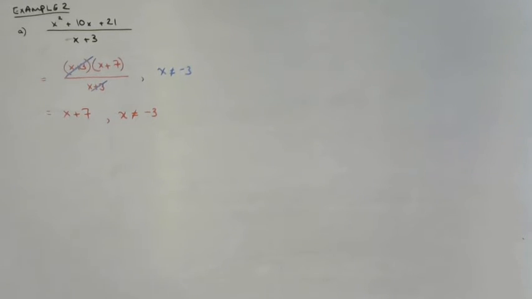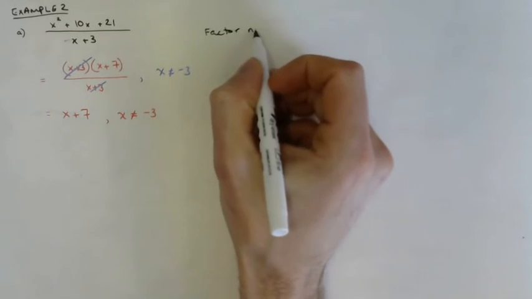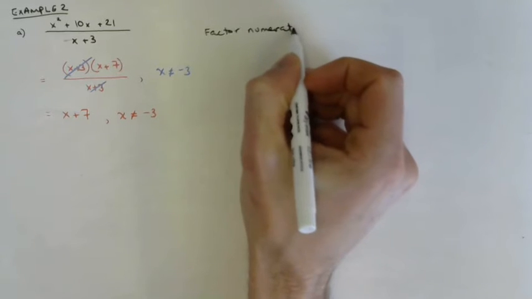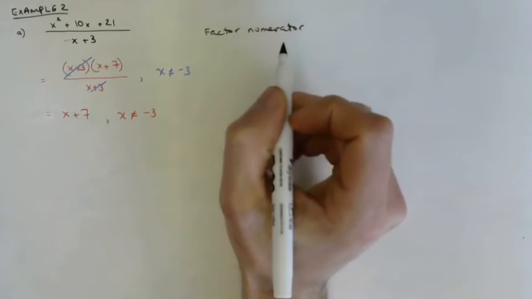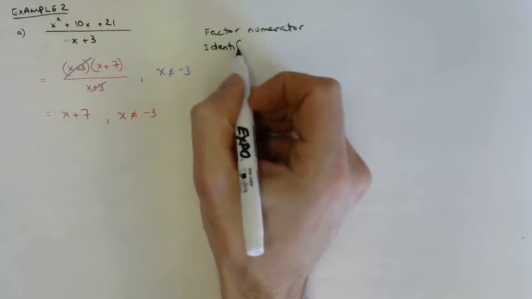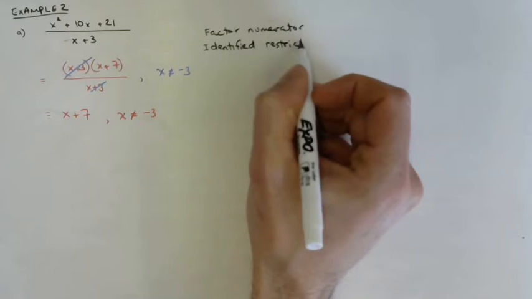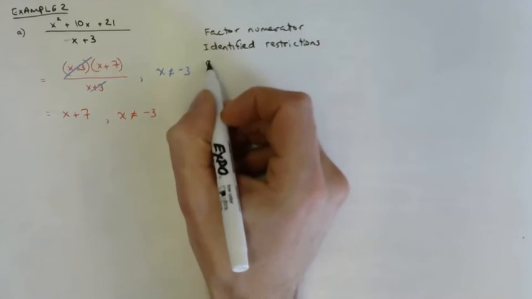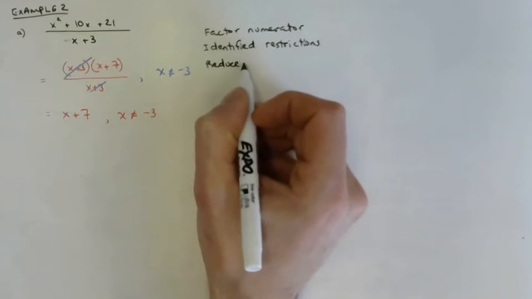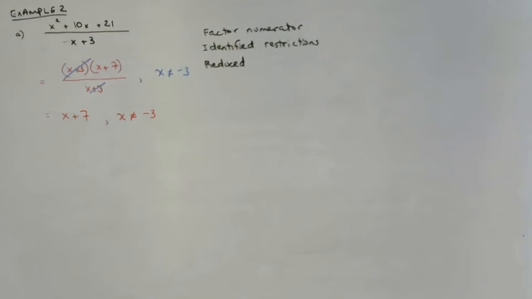Just quickly, what did we do here? We factored the numerator, identified restrictions, then we reduced. Okay? Very nice.